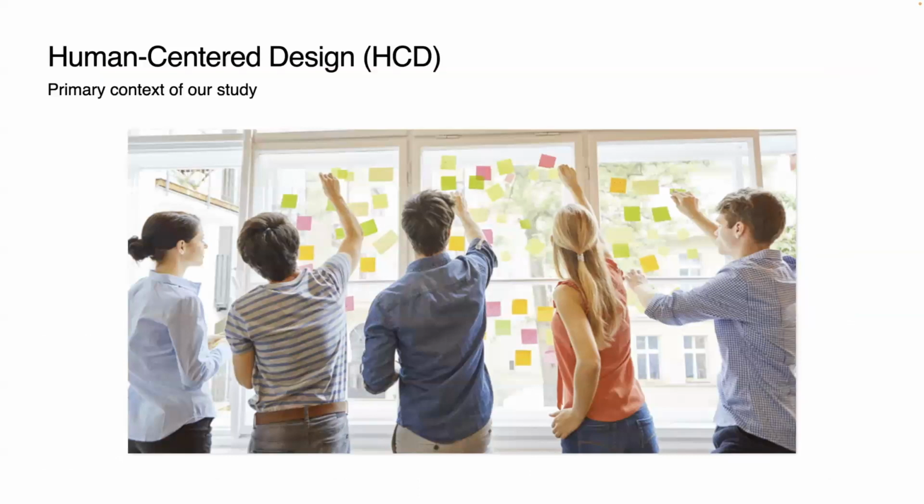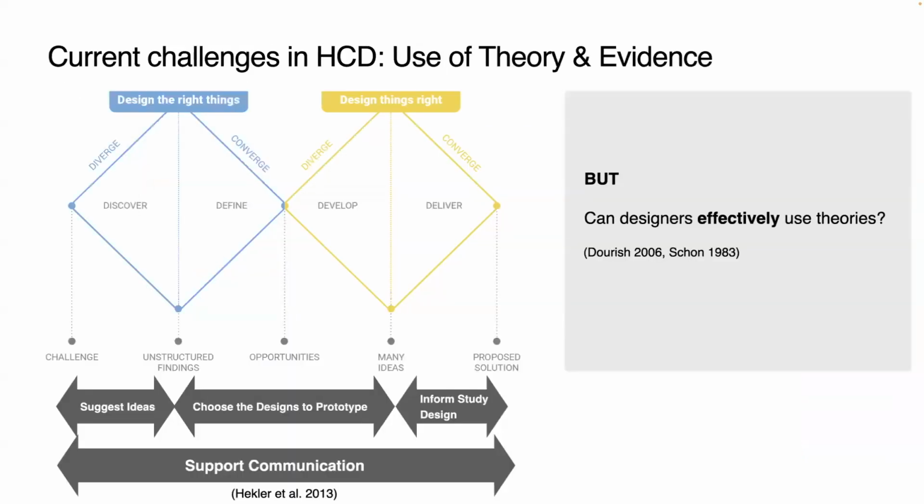The primary context of our work is human-centered design. Given a specific context, designers need to think about ways to resolve specific issues. For instance, they may need to redesign a Metro mobile app to encourage people to take the bus instead of driving to work. And as they brainstorm ideas, there's a critical part they need to think about. That is, the use of theory and evidence.